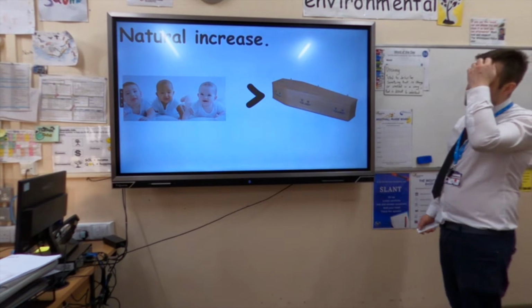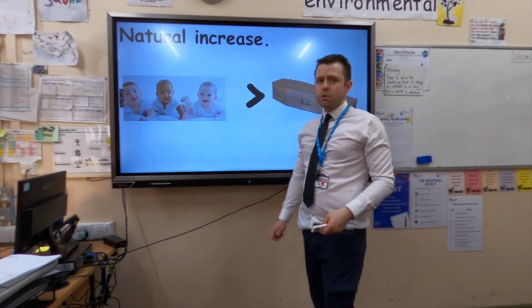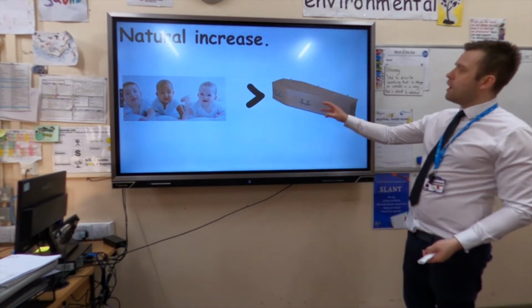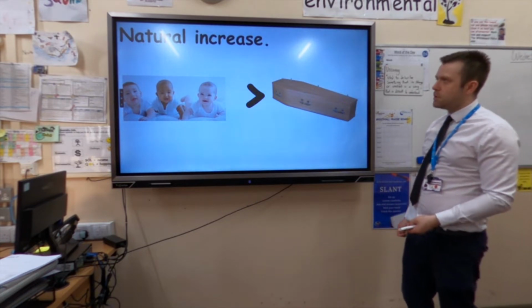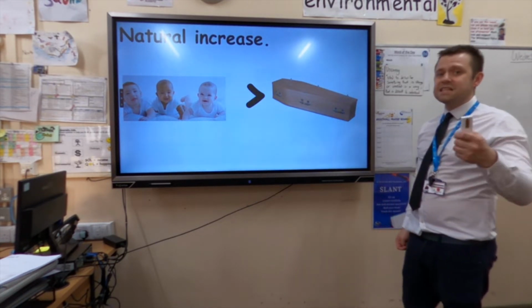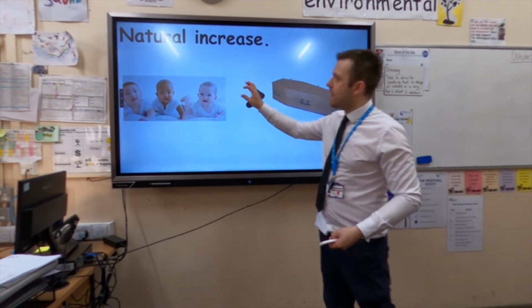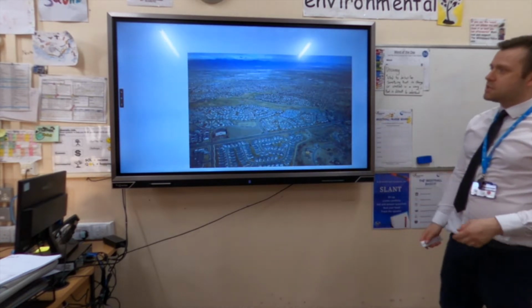The second one is natural increase. Natural increase is when the birth rate, which is the amount of babies born per 1,000 people per year, is higher than the death rate, which is the amount of deaths per 1,000 people per year. As cities tend to attract younger migrants, it makes sense that they're more likely to have babies and less likely to die, and this increases natural increase.